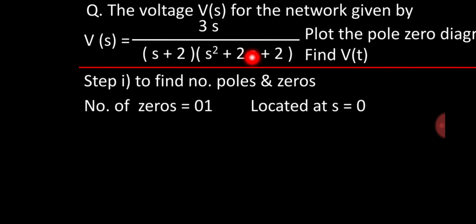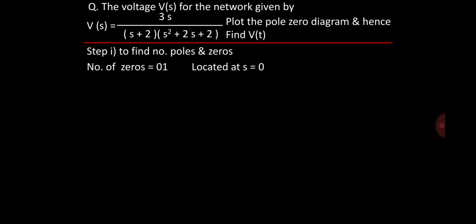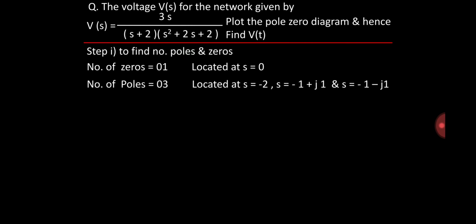Similarly, we have to find the roots of s² + 2s + 2, which is a complex equation. Its roots are -1 + j1 and -1 - j1. So there are a total of 3 poles, located at s = -2, s = -1 + j1, and s = -1 - j1.